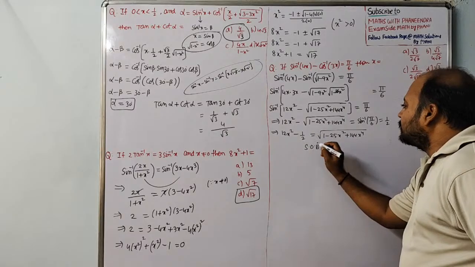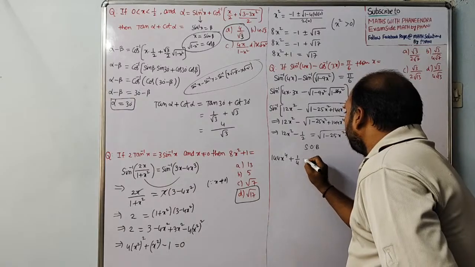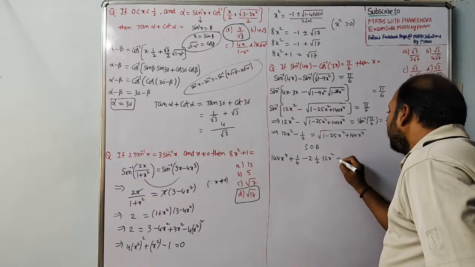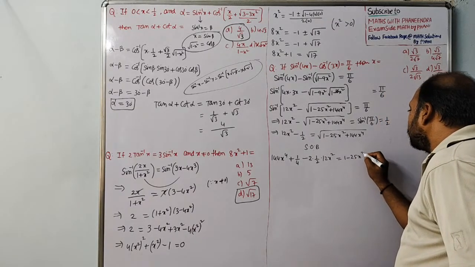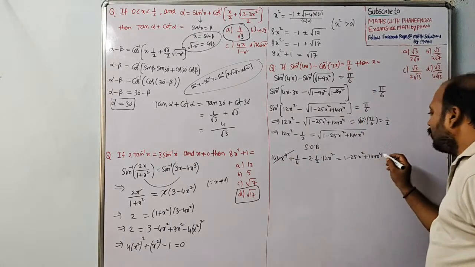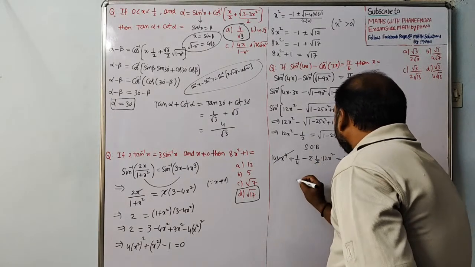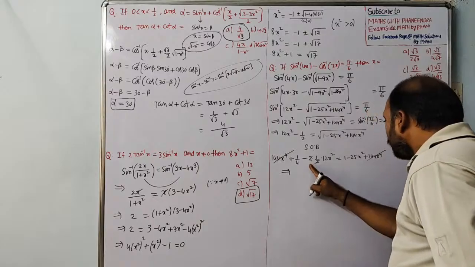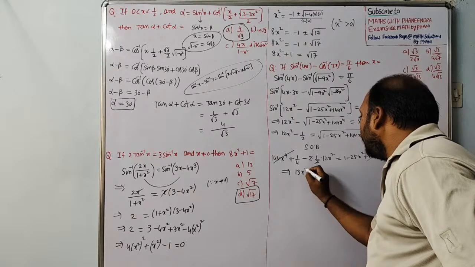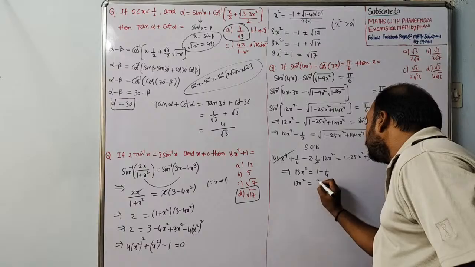Squaring on both sides, 144x power 4 plus 1 by 4 minus 2 into 1 by 2 into 12x square is equal to 1 minus 25x square plus 144x power 4. So 144x power 4, 144x power 4 get cancelled, and 2 get cancelled. Next, minus 25x square will come inside. So 12 minus 13x square is equal to 1 minus 1 by 4. 13x square equal to 3 by 4.